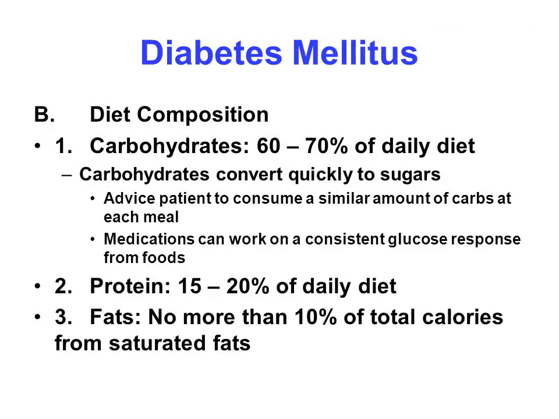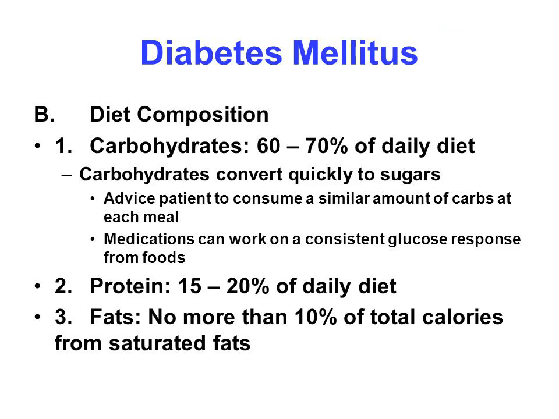Diabetes mellitus. B. Diet composition. 1. Carbohydrates, 60 to 70% of daily diet. Carbohydrates convert quickly to sugars. Advise patient to consume a similar amount of carbs at each meal. Medications can work on a consistent glucose response from foods.